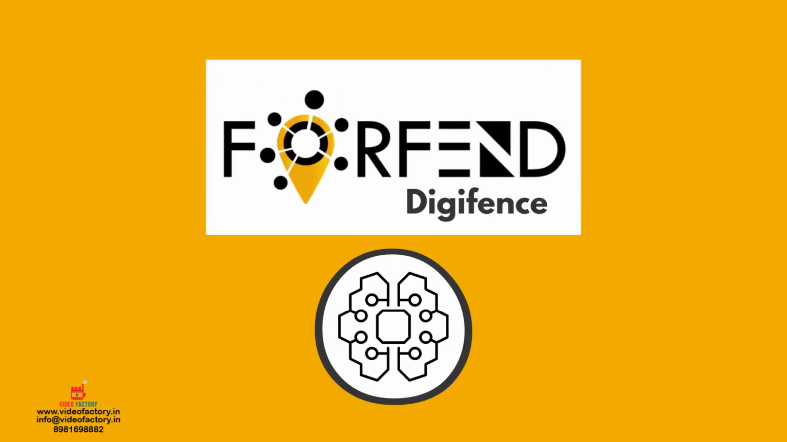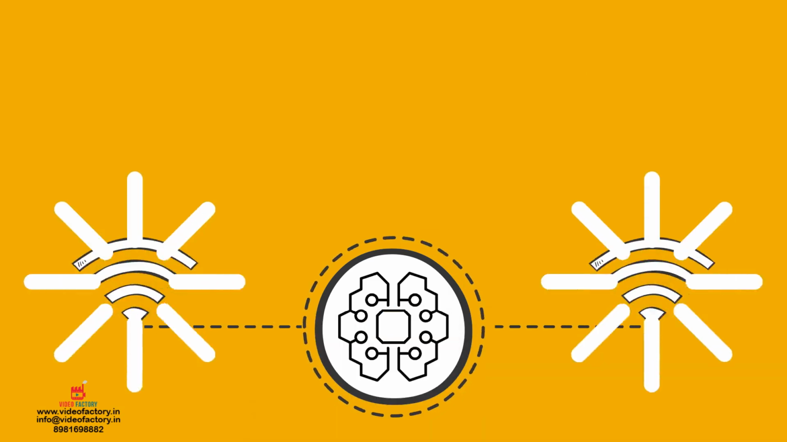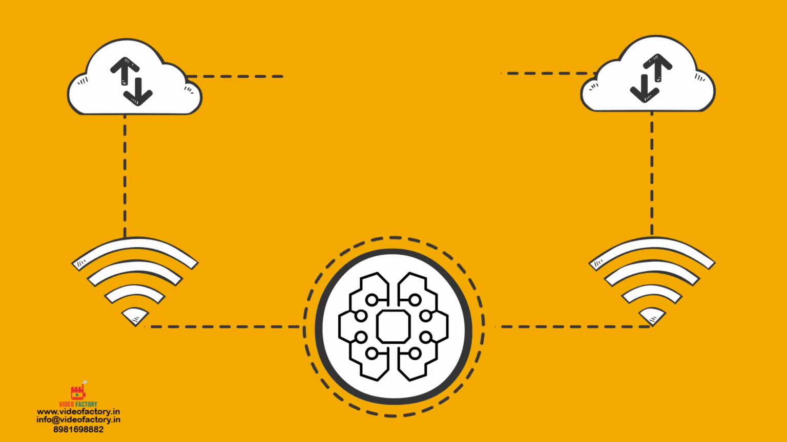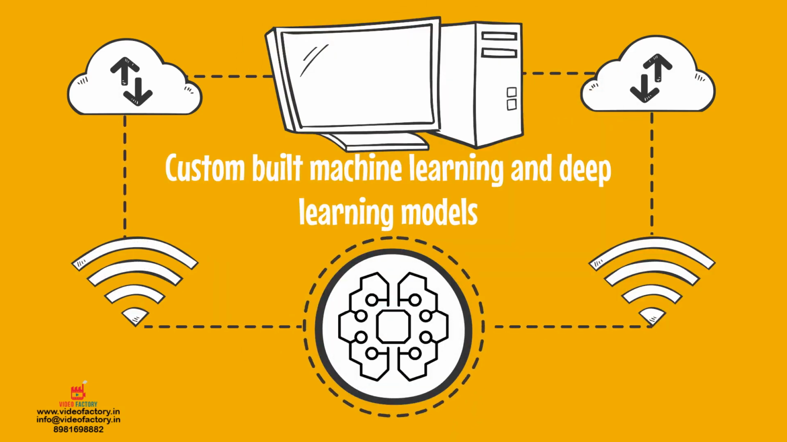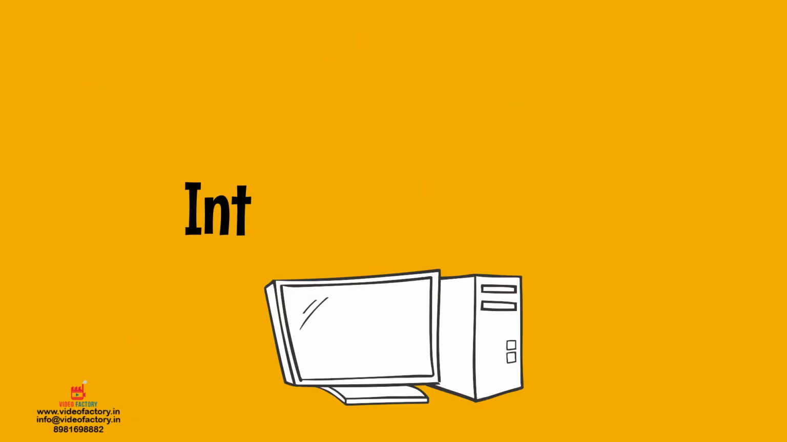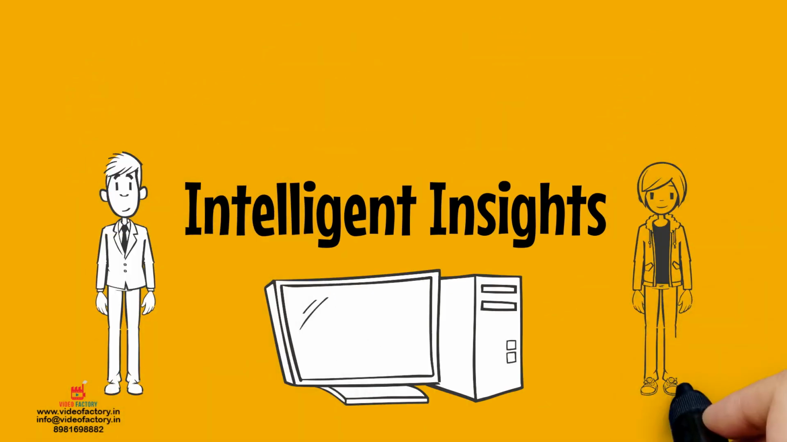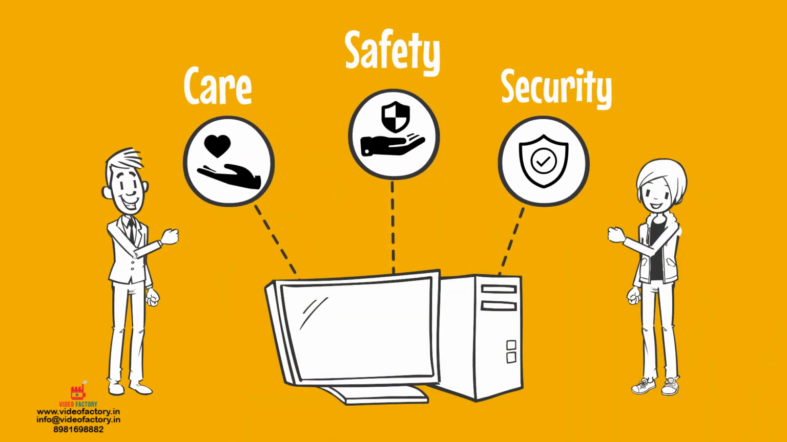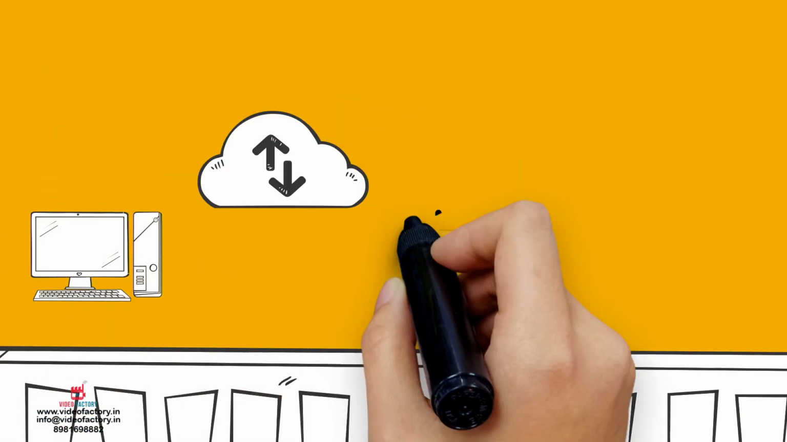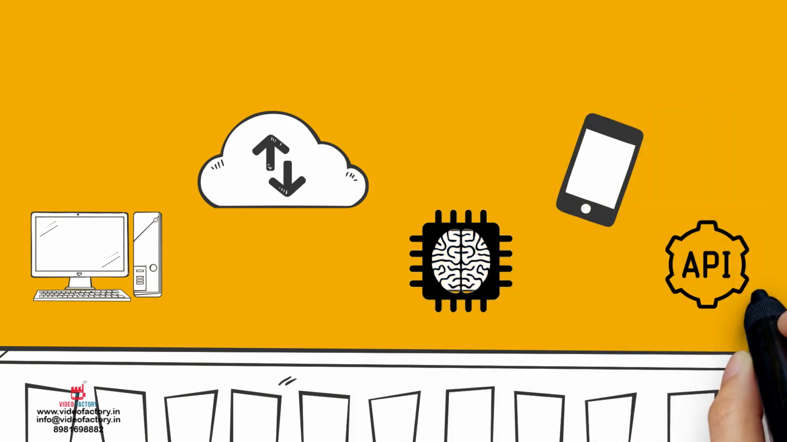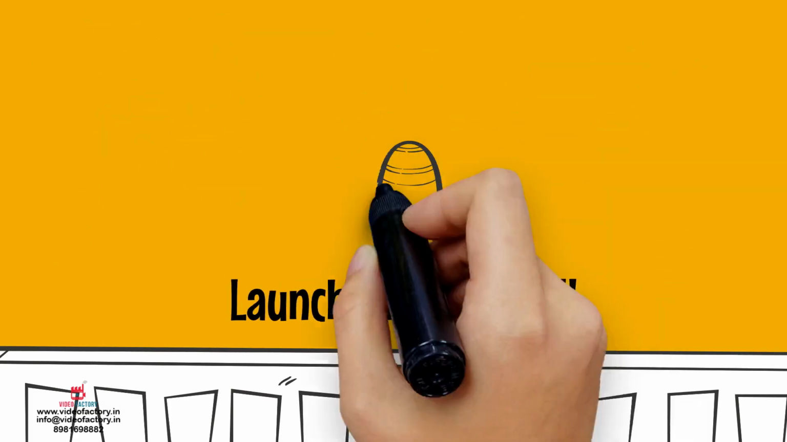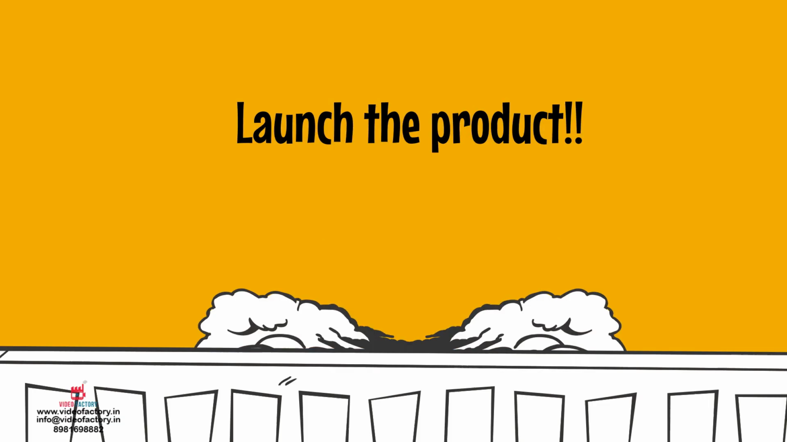Forfend, DigiFence's AI engine, processes large amounts of sense data and vital information collected by the cloud-connected platform to train custom-built machine learning and deep learning models. These models provide intelligent insights for businesses and consumers to take preventive measure, ensuring care, safety, and security of people and things. Forfend's platform, with its devices, cloud-connected network, AI engine, apps, and APIs, are designed to solve real-world problems so that businesses can prototype and launch products and services faster and grow their business.